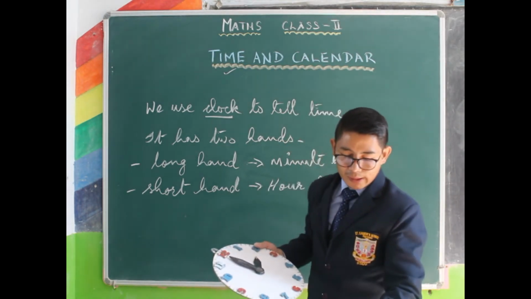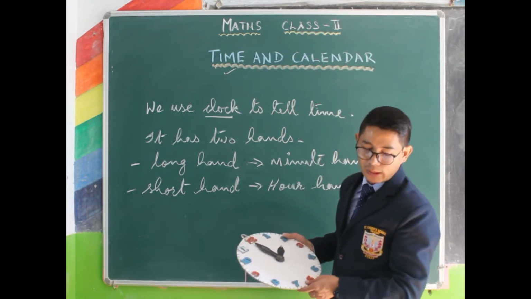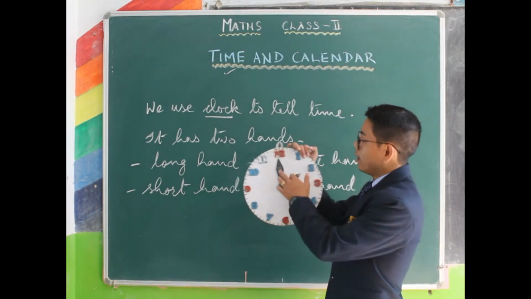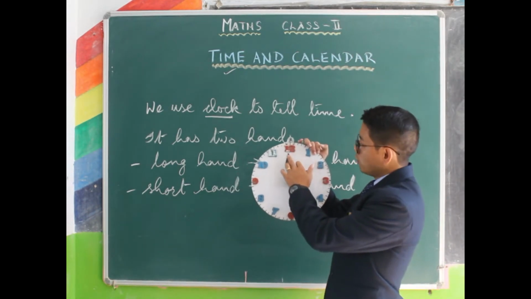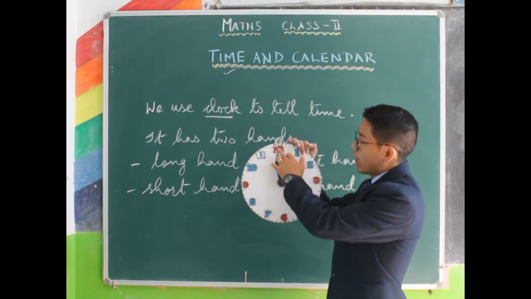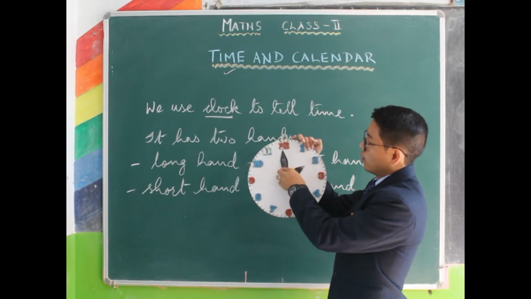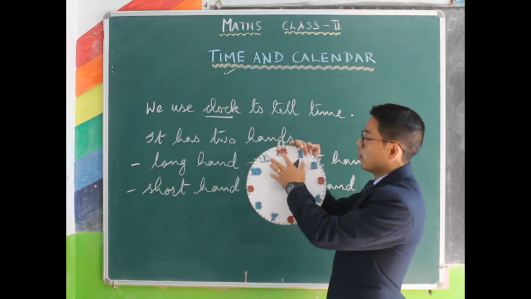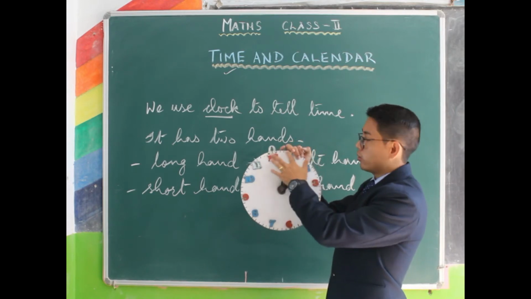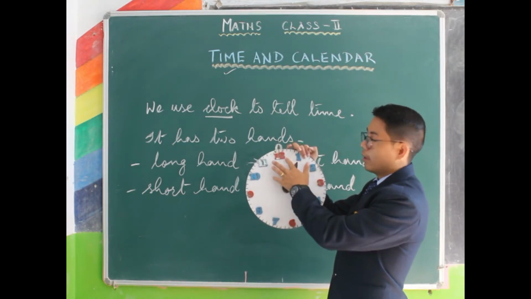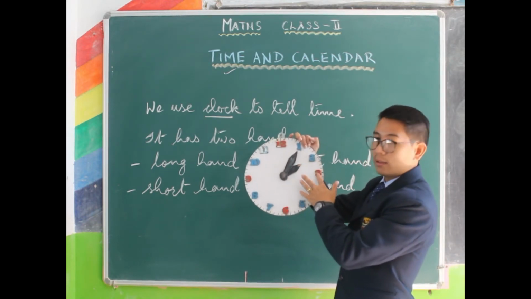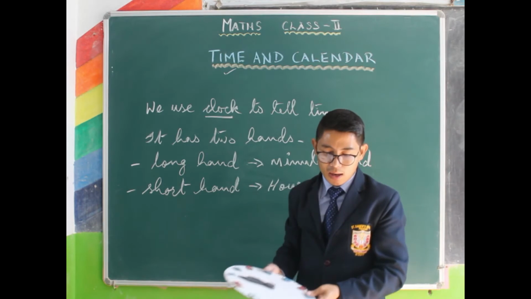While the minute hand moves from one number to the next number in 5 minutes. Now, which one is the minute hand? The long hand. If it moves from one number to another, that means it is 5 minutes. By the longer hand, from one number to another, it is 5 minutes, and by the shorter hand, it is 1 hour.